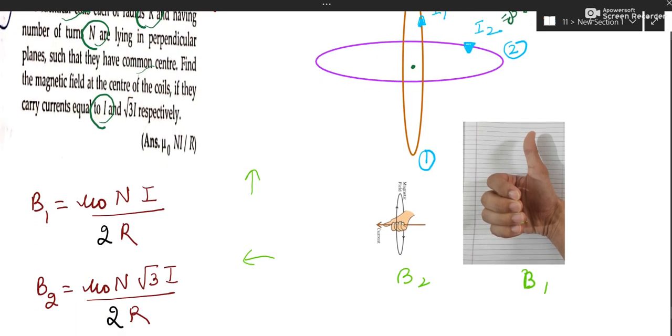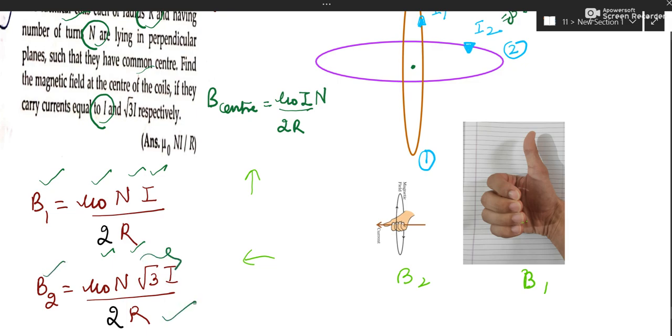So see, I have the formula. Magnetic field at the center of a full loop is mu naught I by 2 radius. But for n turns it is multiplied by n. So B1 will be mu naught N I by 2R, where the radius is R and the current is I. For the second, the current is only root 3 I, the rest is the same.